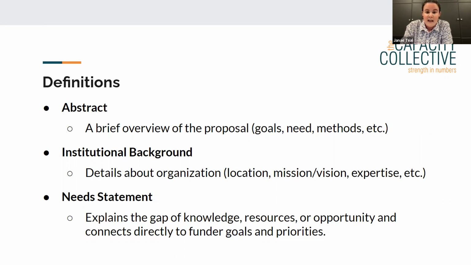And then finally, and the one that we're going to be spending a bit of time with today, the needs statement. So the needs statement explains the gap in knowledge, resources, or opportunity, and then connects those needs and the gap directly back to the funder's goals and priorities. So it documents with evidence what the need is, what the problem is, who is in need, and how you know they are in need. And this is where the data comes in.